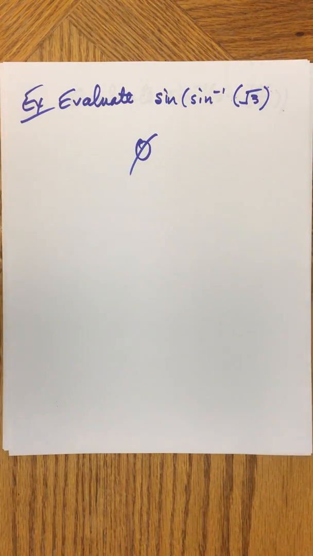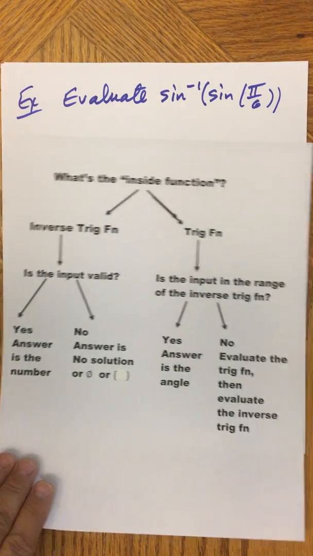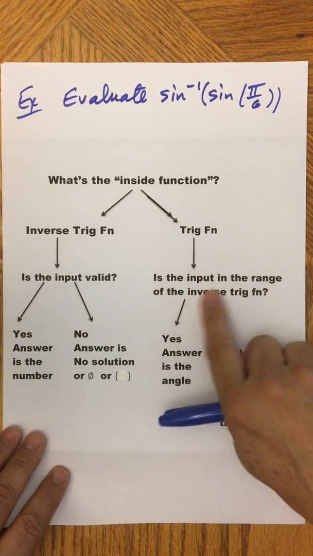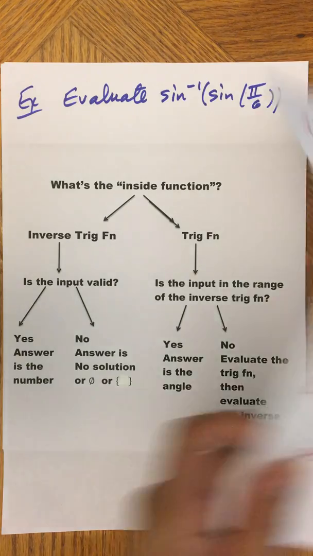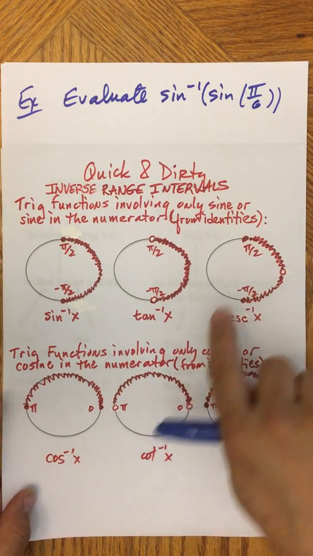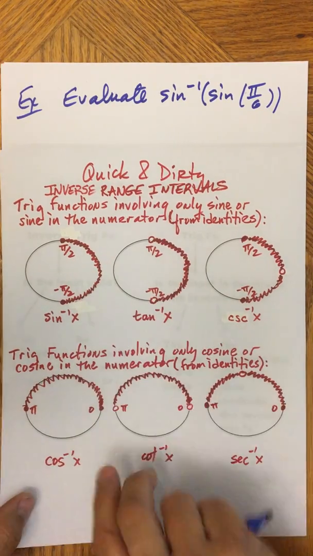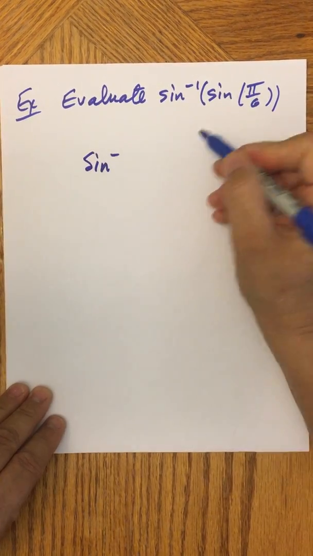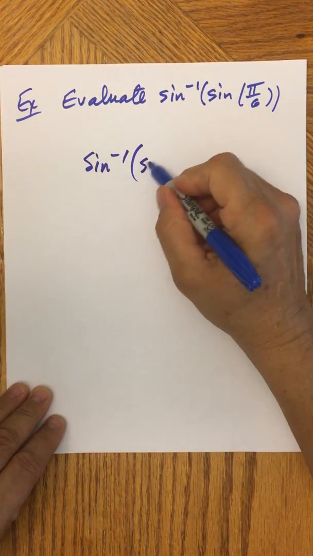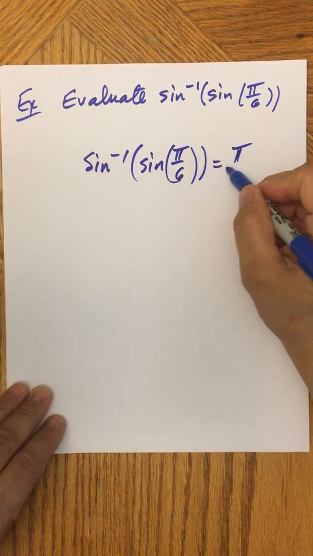All right, so then evaluate this. In this case, you have the trig function on the inside, and you just have to make sure that this angle is in the range of the inverse. So is pi/6 in here? Yes, it is, it's over here. So this is fine. That means I can use the cancellation and say that inverse sine of sine of pi/6 is just pi/6.